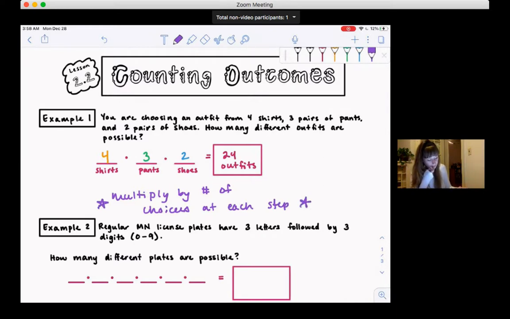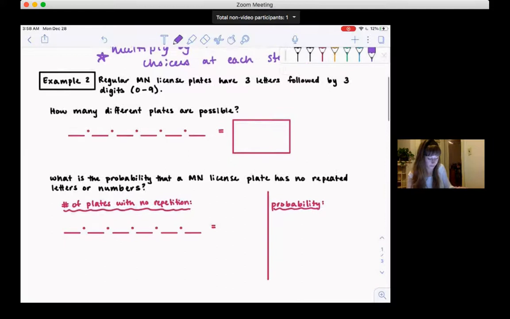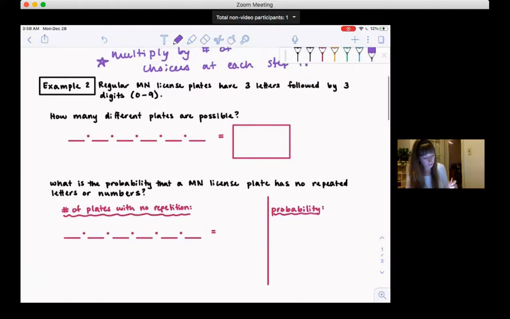Okay, so now let's look at another example where we will do a probability. So in Minnesota, cars have license plates, and the basic normal license plate has 3 letters and 3 digits, 0 to 9. So first let's just say, okay, how many different license plates are possible?